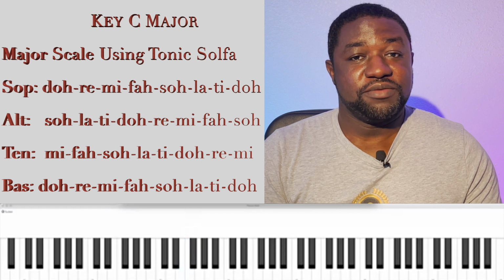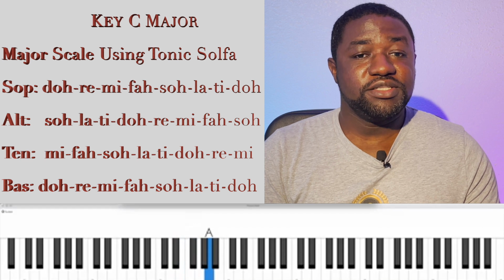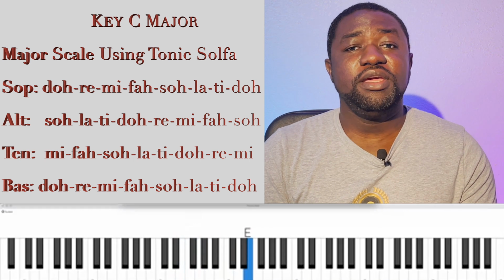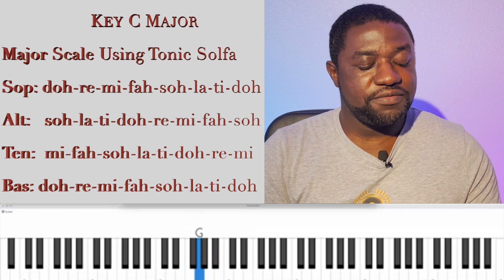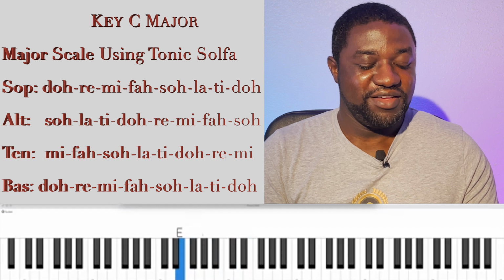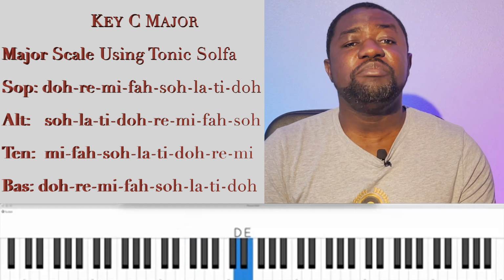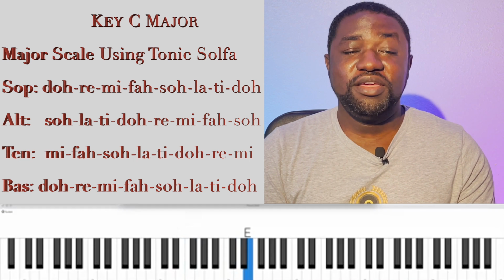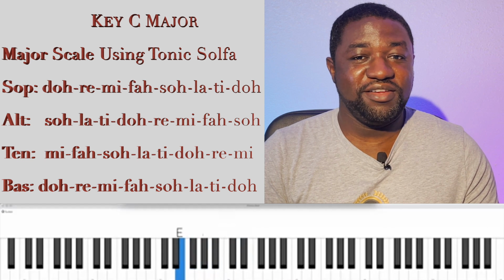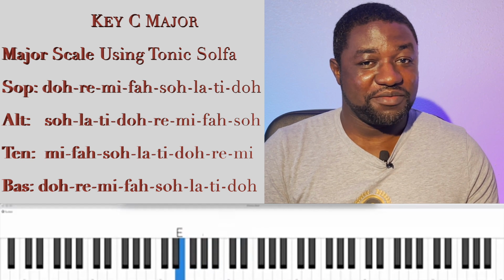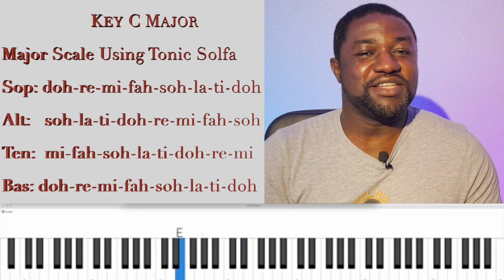In tonic solfa terms, for tenor is going to be mi, fa, sol, la, ti, do, re, mi, mi, re, do, ti, la, sol, fa, mi. Again, mi, fa, sol, la, ti, do, re, mi, mi, re, do, ti, la, sol, fa, mi. That's what the tenors have. All right, so now let's combine tenor, alto, and soprano and see how it sounds.